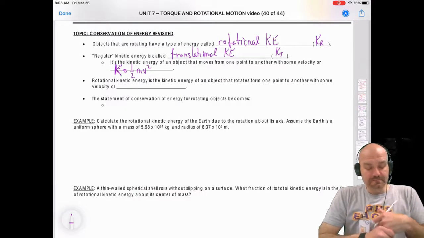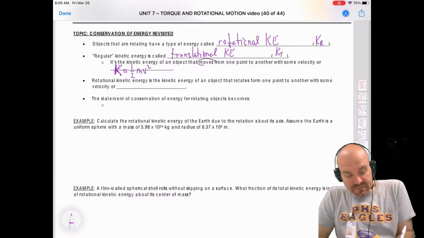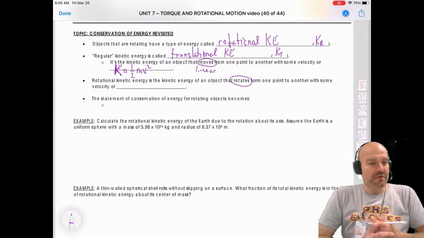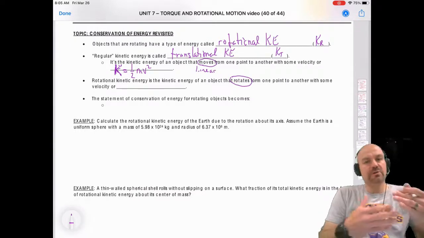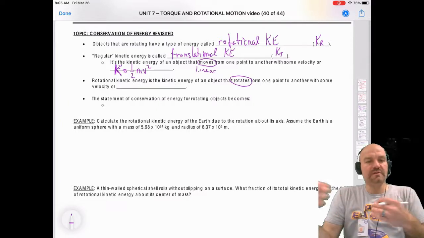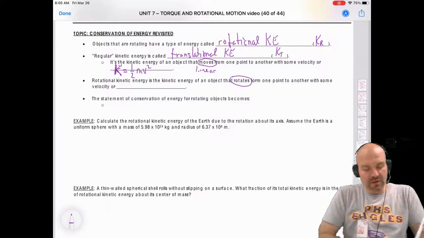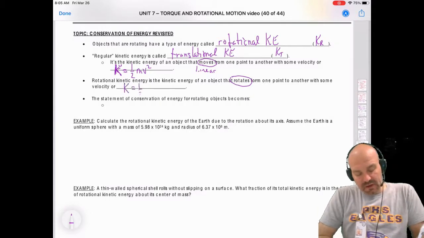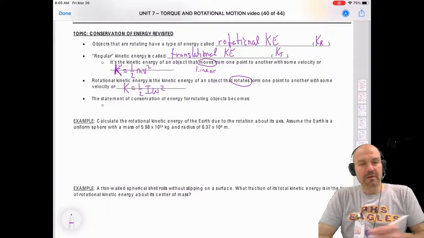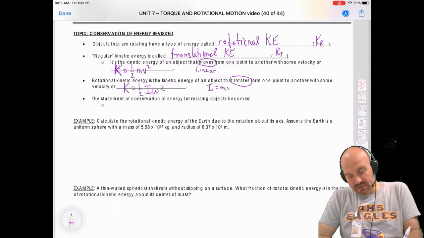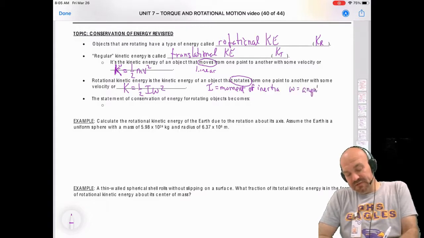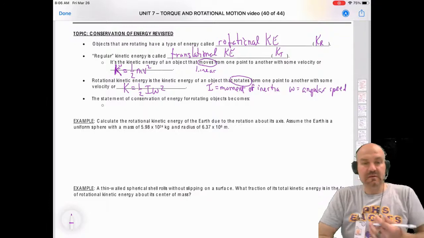Now, rotationally, it's going to be the kinetic energy of an object that rotates from one point to another. So again, here's your difference. Moves means linear, and rotates means rotational. And so if we take the linear equivalent for rotation and manipulate the formula, you're going to see that the equation is K equals 1/2 I omega squared, right? Remember, I is the moment of inertia. That is the rotational equivalent of mass. And omega is angular speed, which is the rotational equivalent of speed, v.